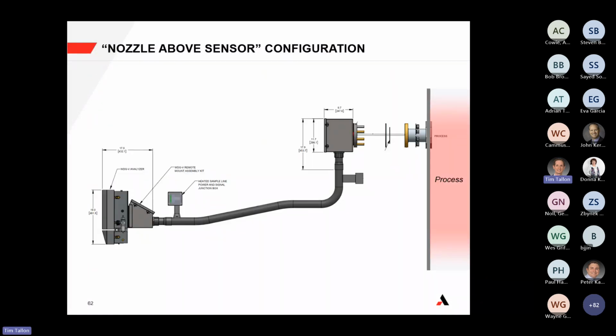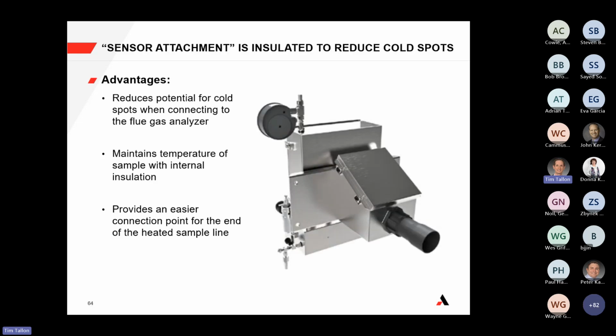So if we look at this specific configuration, let's talk about the sensor attachment first and go one by one on those different elements. If we look at the sensor attachment, the advantage of having a sensor attachment is to reduce potential for cold spots.